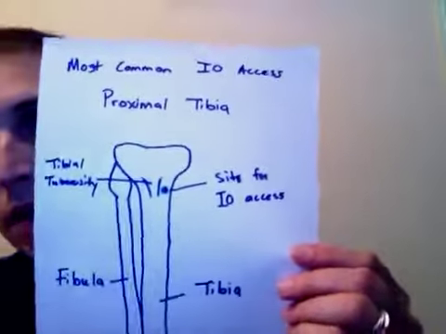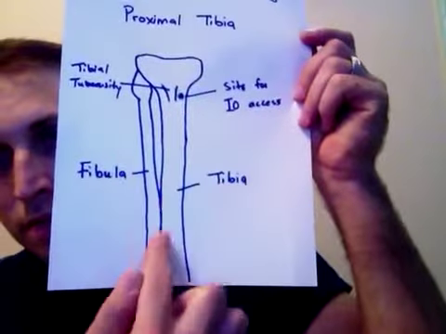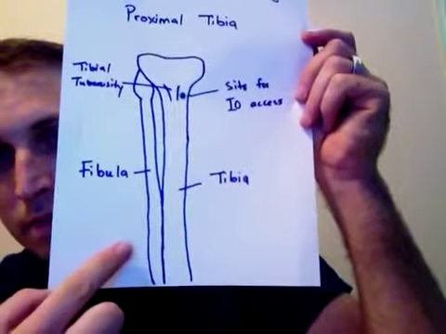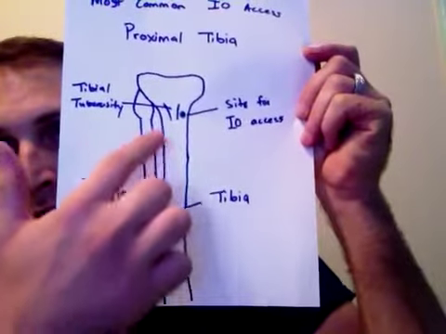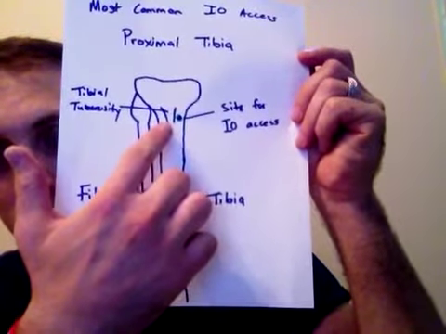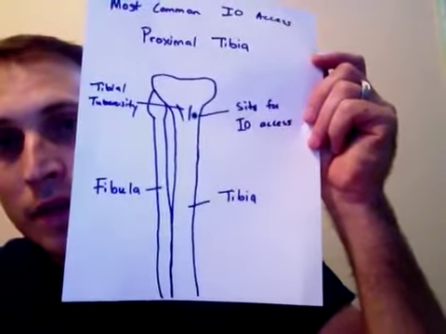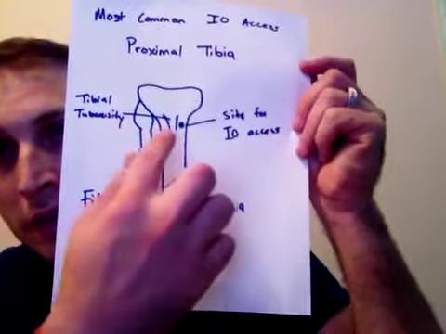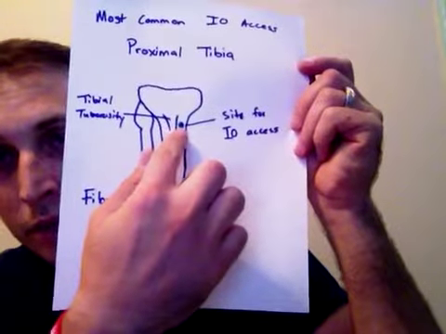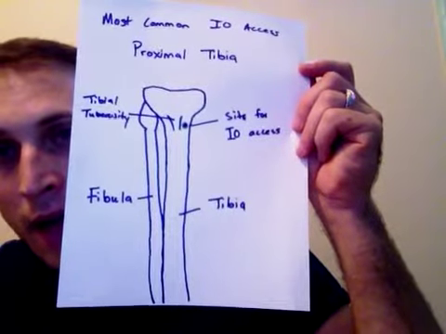Here's another diagram displaying that. So, here you have your tibia and your fibula. And then you have your tibial tuberosity, which is the bony protrusion at the proximal portion of the tibia. And medial to the tibial tuberosity is where you would find your location for IO access.